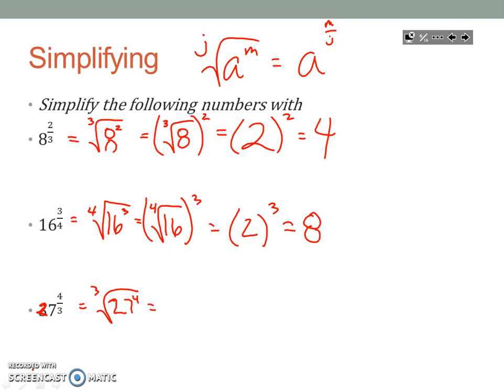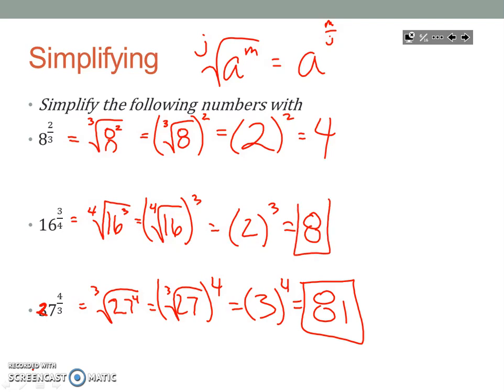Well, that's not going to help us too much, but we could do the cubed root of 27, to the 4th power. 3 times 3 is 9. Times another 3 would be 27, which means that the cubed root of 27 is 3. And then I've got to take 3 to the 4th power. That's just a 3 squared times a 3 squared, so 9 and 9. 9 times 9 is 81.